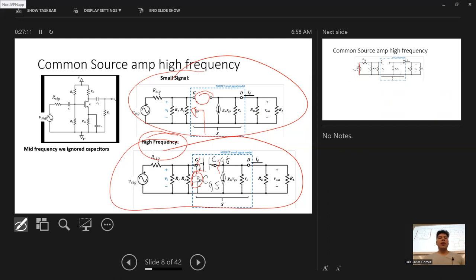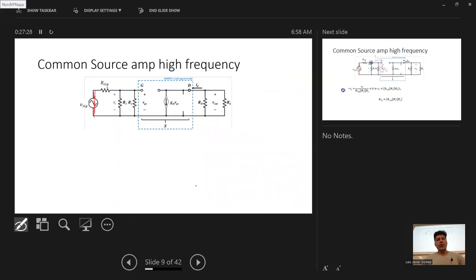So you could do it either way, either insert both capacitances and then open one, or start from the mid frequency and then just look at the Thevenin resistance. Both are, of course, the same thing. It's just that you're looking at the same thing from the left, or from the right. Cool, so let's do that.